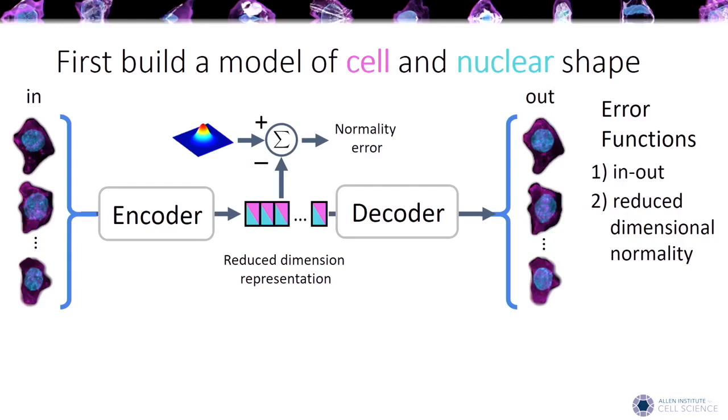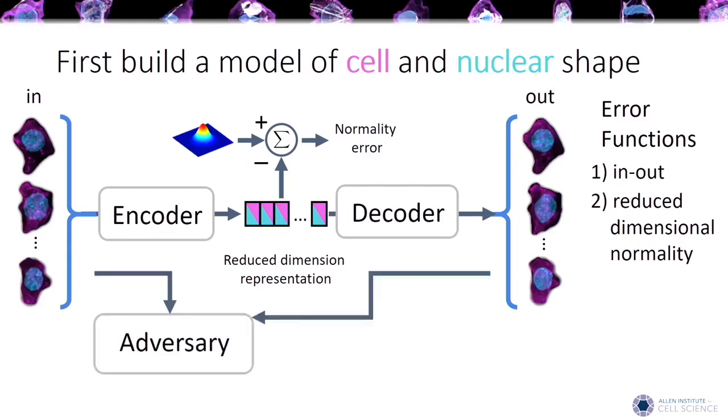Now, the third thing, and the thing that really goosed this, is you train an adversary that gets to see both the input and the output images and tries to distinguish between the two. If it can, then there's an obvious difference between your images, and you penalize the model. If it can't, then maybe they're pretty close to each other, and that's a good thing.